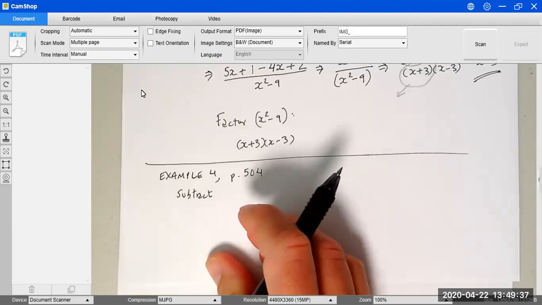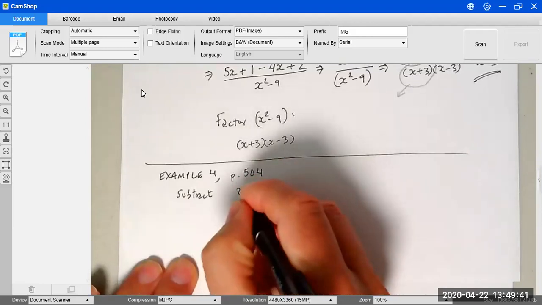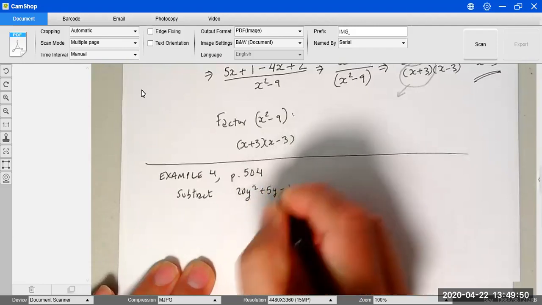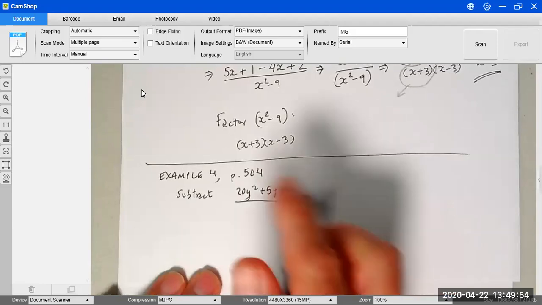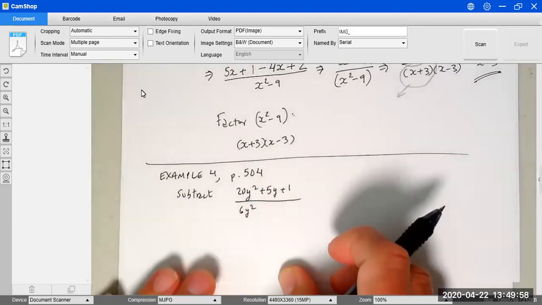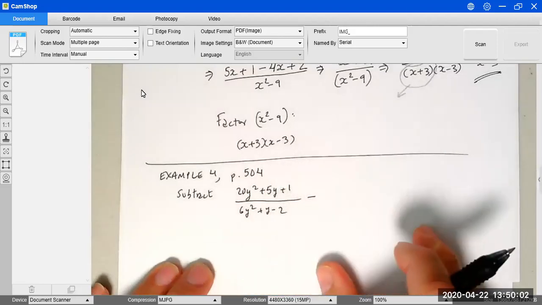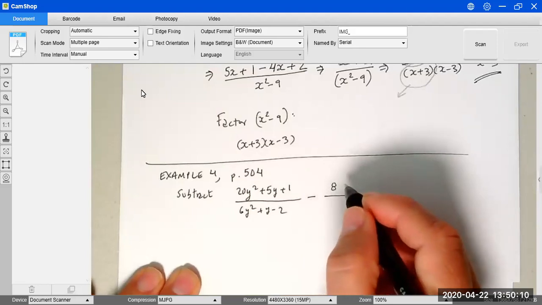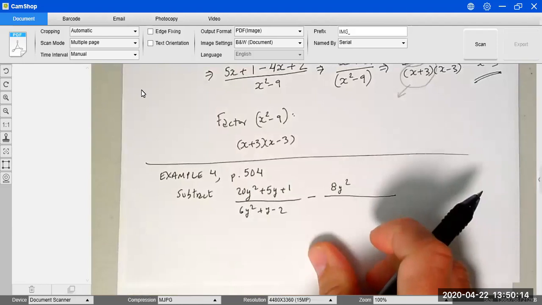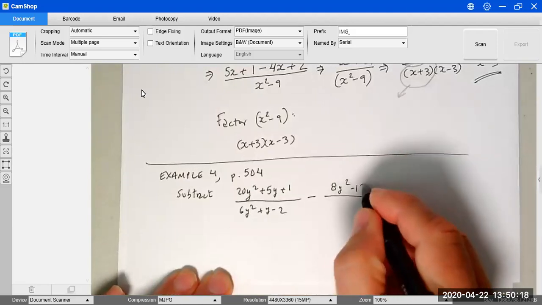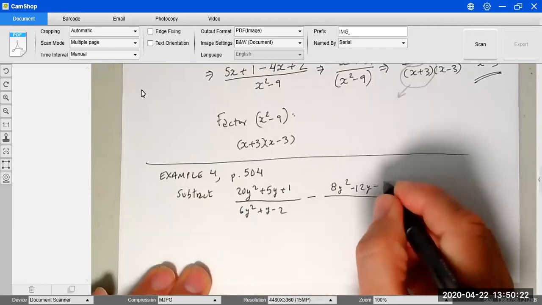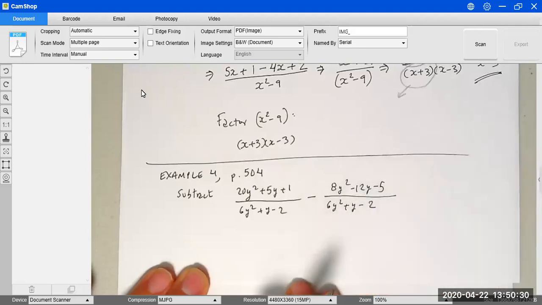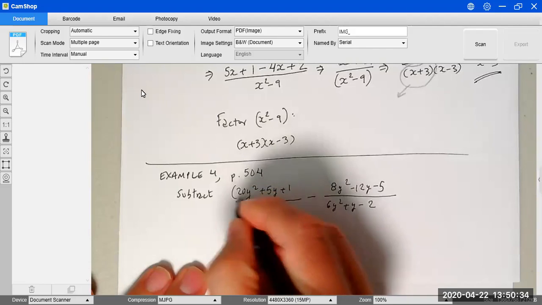So example 4 is, we're going to subtract. And what we have is 20y squared plus 5y plus 1 over 6y squared plus y minus 2. Then we have a minus here, and we have another rational expression. So we have y squared minus 12y minus 5. Then the denominator is the same, 6y squared plus y minus 2. So remember, we have parentheses here.